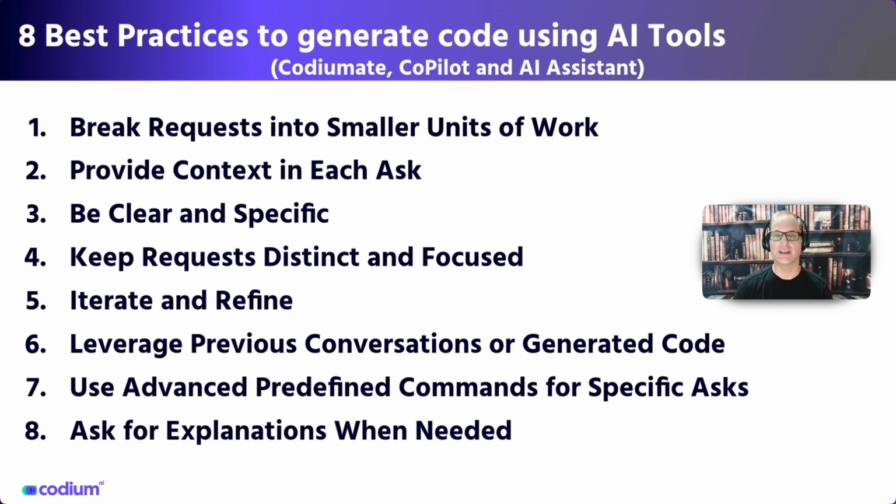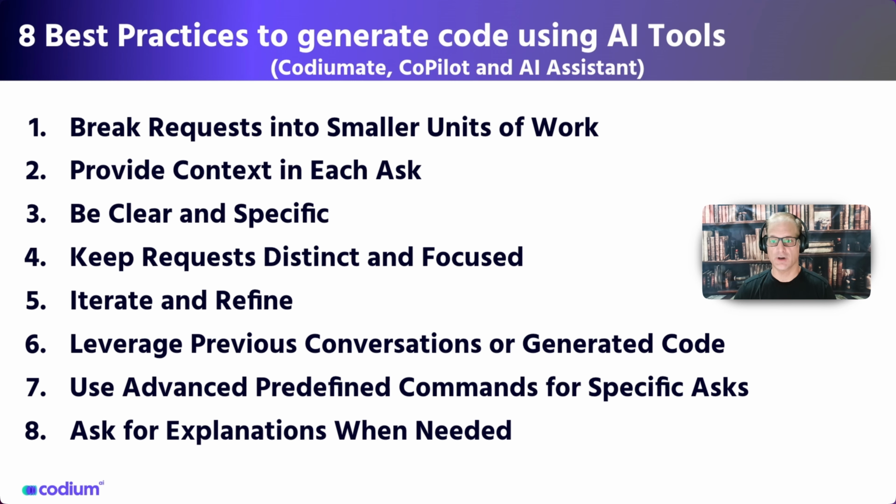Number 2, provide context in each ask. Context helps AI assistants understand the scope and purpose of the task. Number 3, be clear and specific. AI models perform better with clear and specific instructions. Number 4, keep requests distinct and focused. Focused asks reduce confusion and ensure the assistant does not mix up tasks.